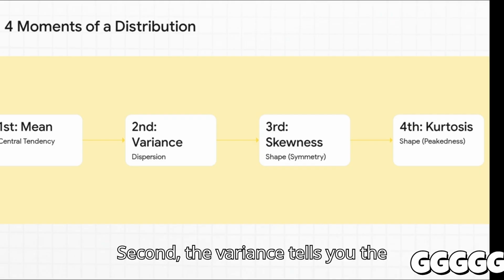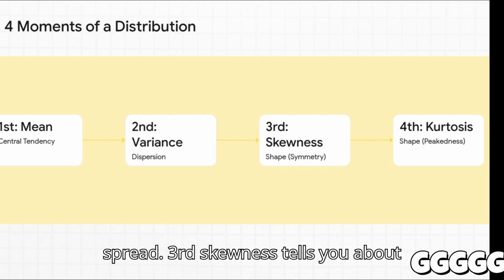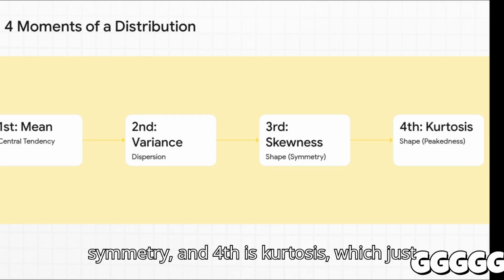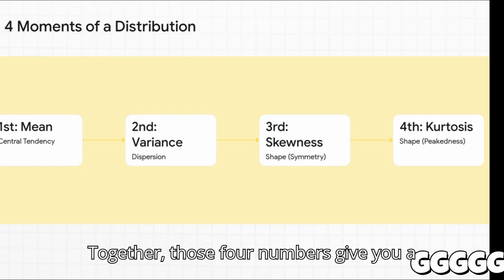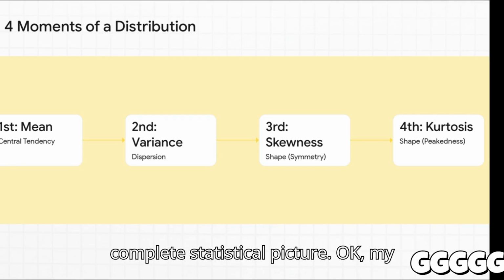Second, the variance tells you the spread. Third, skewness tells you about symmetry. And fourth is kurtosis, which just describes how sharp the peak is. Together, those 4 numbers give you a complete statistical picture.